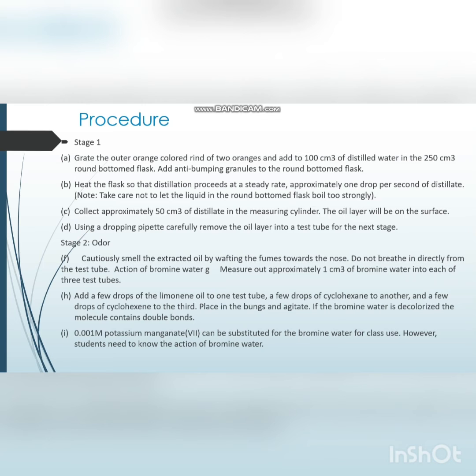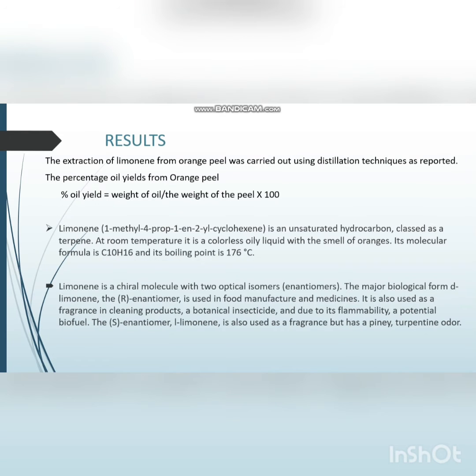Place in the bungs and agitate. If the bromine water is decolorized, the molecule contains double bonds. 0.001 M potassium manganate(VII) can be substituted for the bromine water for class use. However, students need to know the action of bromine water.